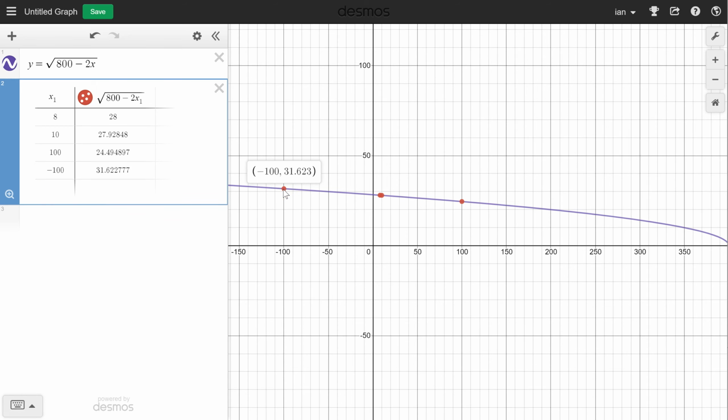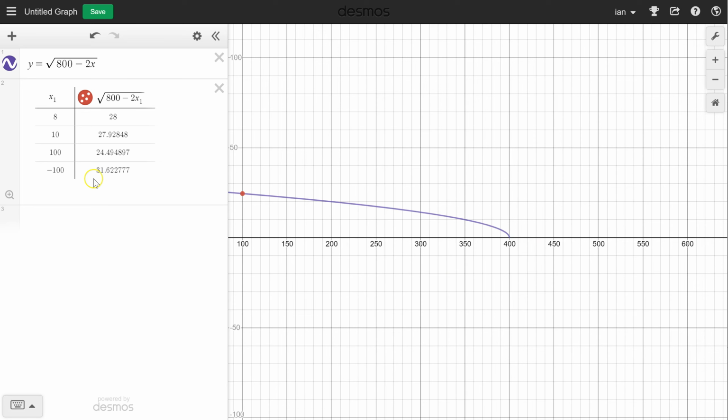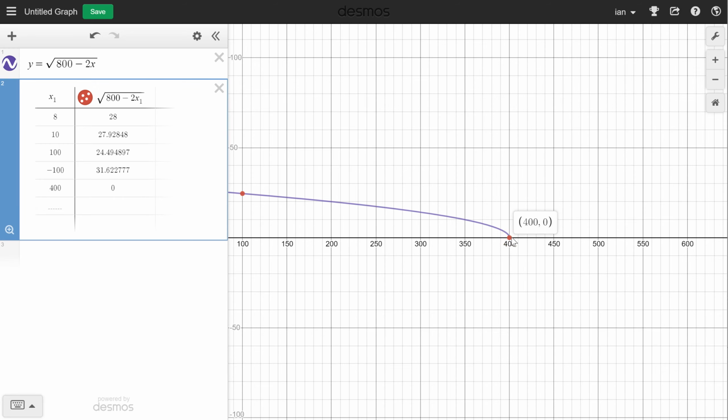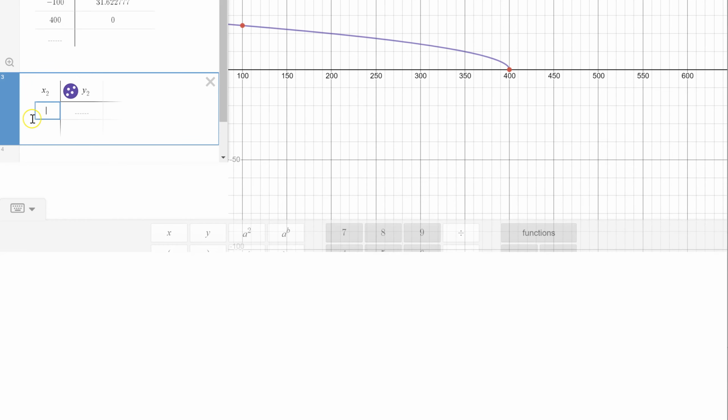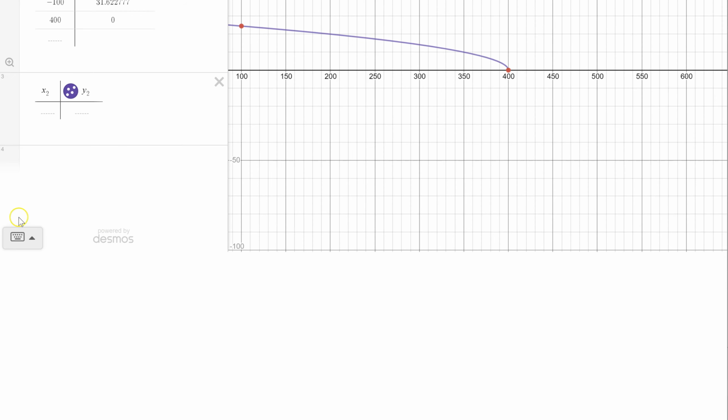There's negative 100's point. So you can label any of these, and you can come over here and see, oh, and I see what the point is for 400. So we hit enter to give another row, put in 400, hit enter, and there you go. 400 is 0. So this is how you make a table. So again, it's just push plus, add a table, and input everything in that way.